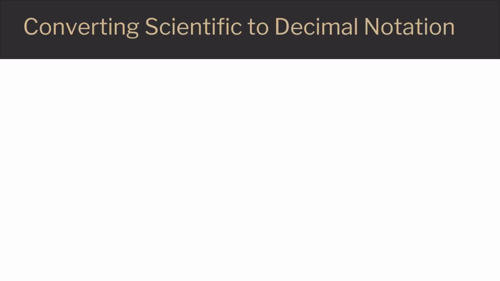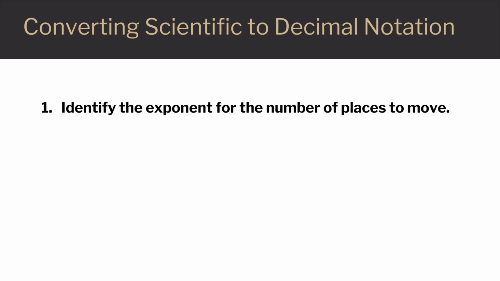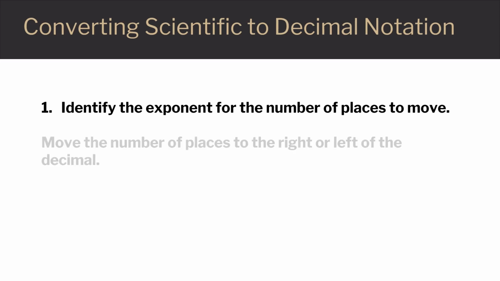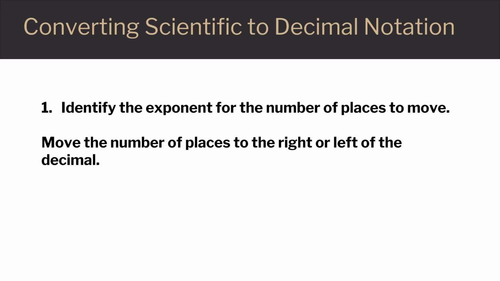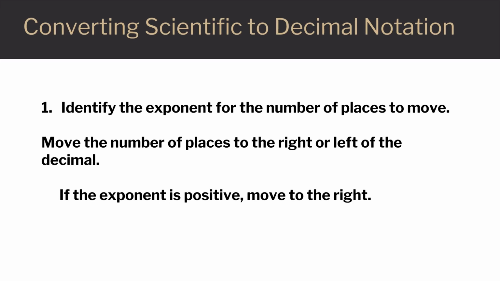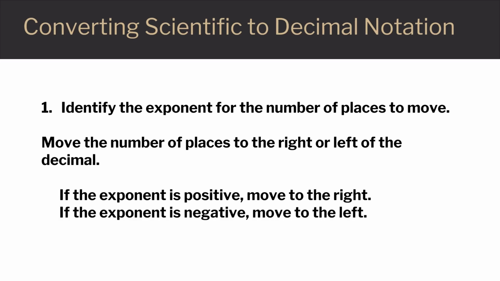Now let's look at converting from scientific notation to decimal notation. Our first step is to identify the exponent on the power of 10 and to move that number of places. We'll either move to the left or the right. If the exponent is positive, the number is large, and we'll move the decimal to the right. We may need to add zeros. If the exponent is negative, the number is very small, and we'll move the decimal place to the left. Let's look at some examples.